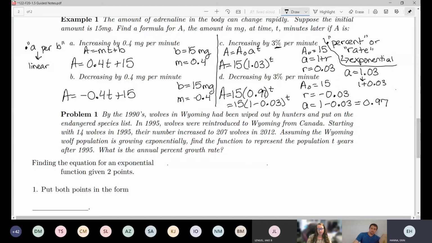In 1995, wolves were reintroduced to Wyoming from Canada, starting with 14 wolves in 1995. I cut off the 1 there. Let me make that box a little better. 14 wolves in 1995. Their number increased to 207 wolves in 2012. Assuming that the Wyoming wolf population is growing exponentially, find the function to represent the population T years after 1995. So we're going back to that kind of convention of years since. And then what is the annual percent growth rate?